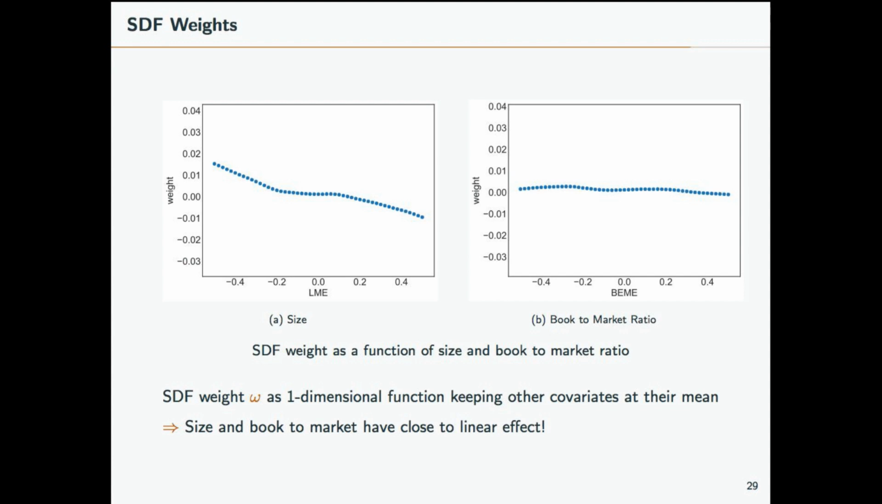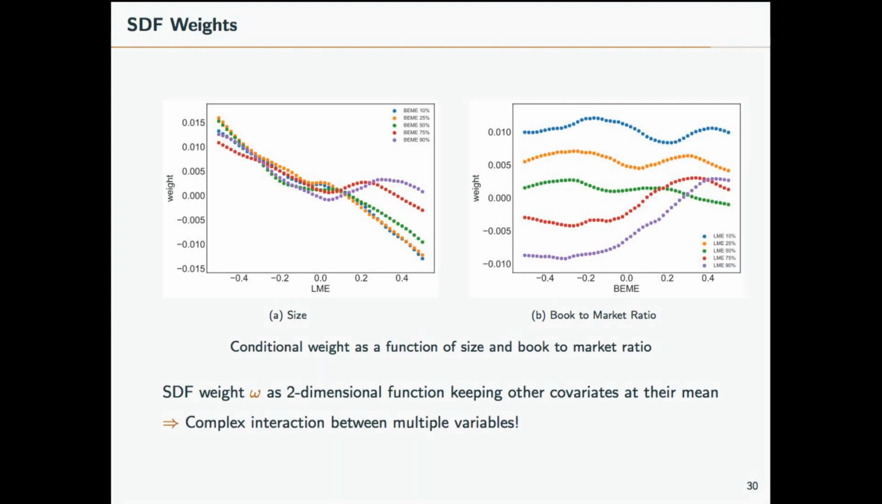Last but not least, what is the functional form of the SDF? Our SDF is a function of many variables. I can fix all variables but one at their median level, so I get a one-dimensional function, and I can plot it. So I can look at how my SDF depends on size or book-to-market ratio. And what we find, and that was surprising for us, is that these relationships are all monotonic and almost perfectly linear. So in isolation, our SDF looks almost like a linear factor model.